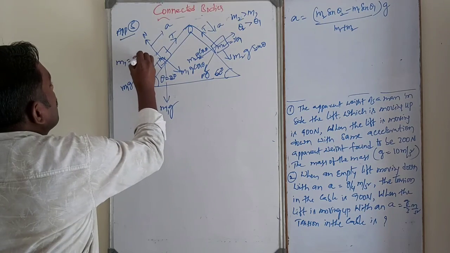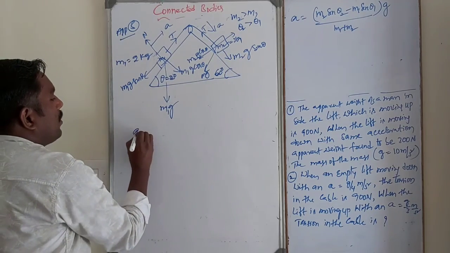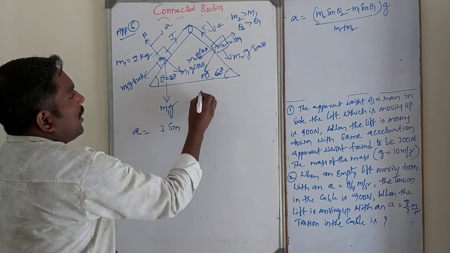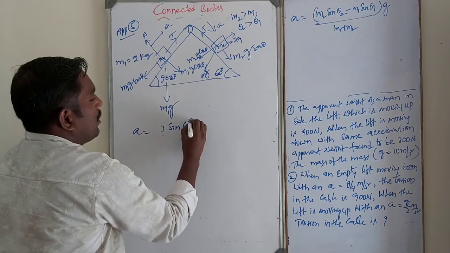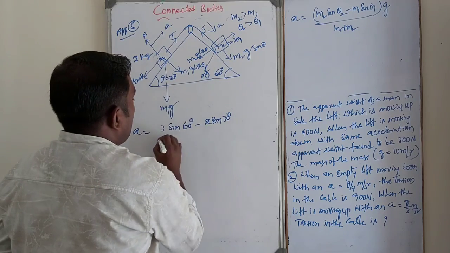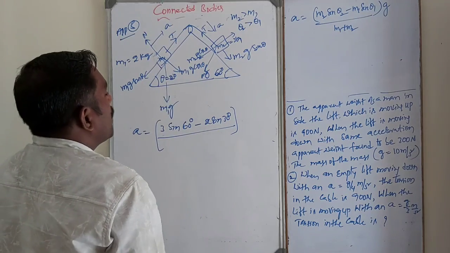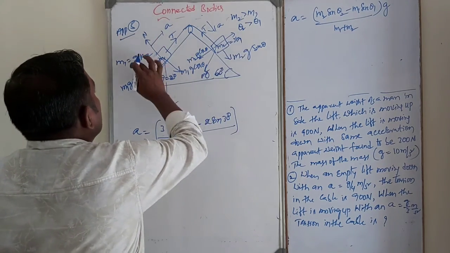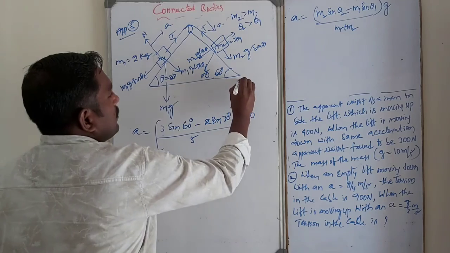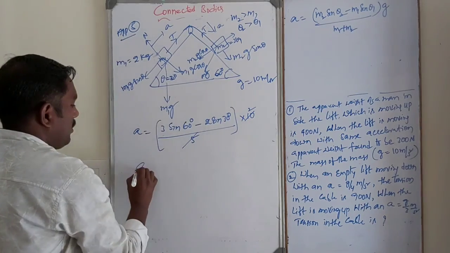m1 is equal to 2 kg. How to find out the acceleration? Acceleration is equal to what? Directly, (m2 sin theta2 minus m1 sin 30 degree) divided by (m1 plus m2), where m2 is 3 kg and theta2 is 60 degree, m1 is 2 kg. m1 plus m2 is what? That is 3 plus 2, 5, into g value 10. I will take g is equal to 10. So 5 ones are 5. It is clear.